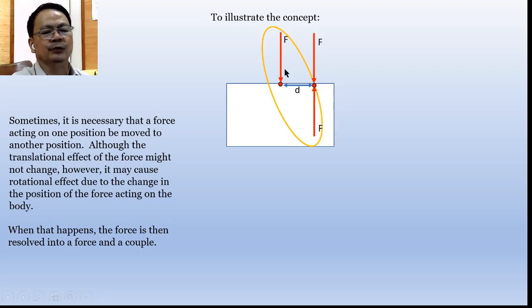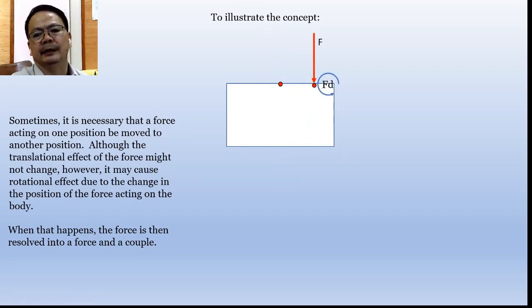One is directed downward, the other upward, and they are parallel in action, separated by a distance d. Therefore, this pair of forces now constitutes a couple having a magnitude of the product of F and the distance between them. Hence, if these two forces are replaced by this couple, what will remain on the system? Then the system will have this effect.